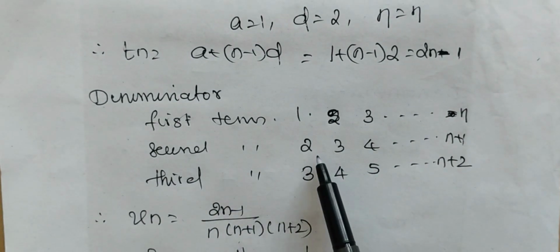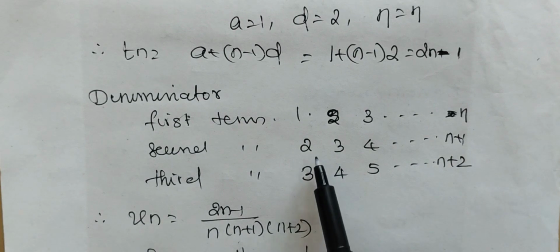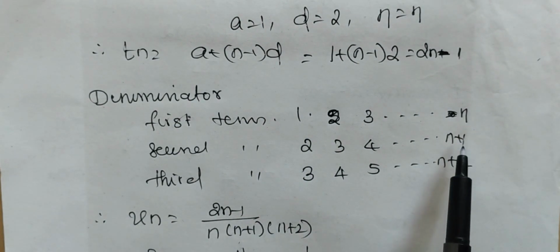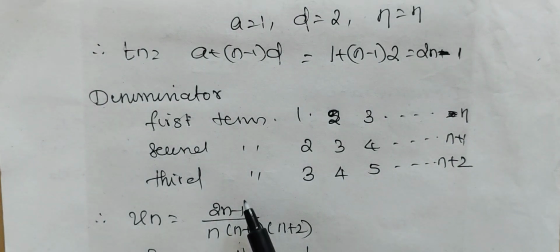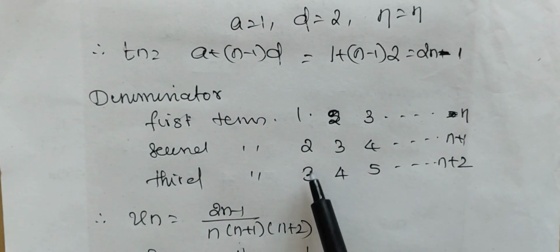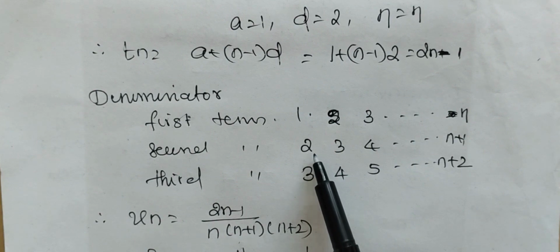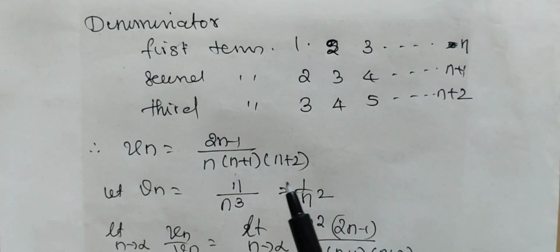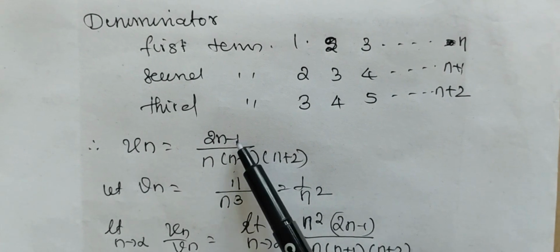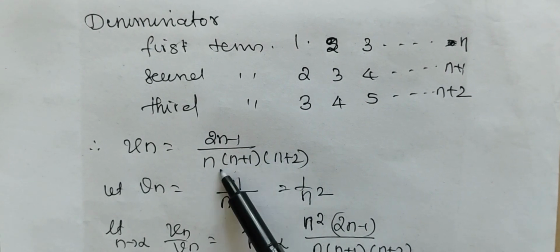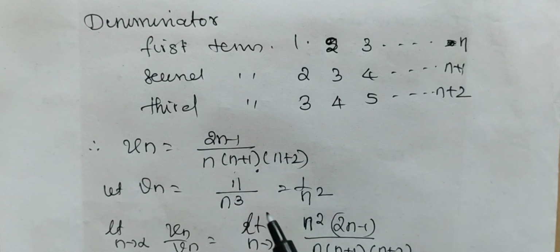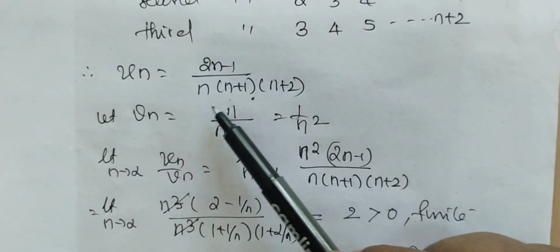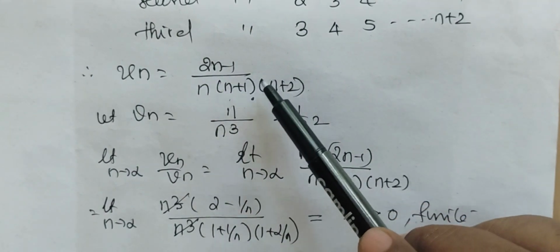What about the second one? 2, 3, 4, etc. The first term is 2, that is 1 plus 1. So the last term is what? Not n, but n plus 1. Now here one more is added: that is n, then this is n plus 1, this is n plus 2. So the nth term is n plus 2. Therefore the nth term is of the form numerator 2n minus 1, first term n, second term n plus 1, third term n plus 2. So this contains a full polynomial of n.